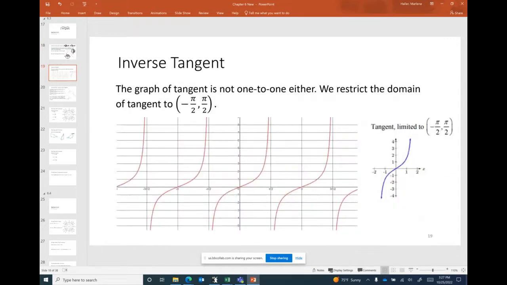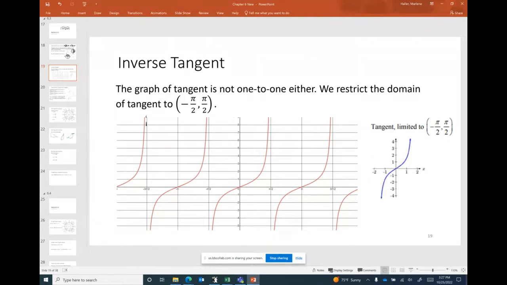All right, we haven't talked a lot about the tangent. We haven't focused on it too much, but we will use an inverse tangent function. So we should take a look at what the graph of the tangent curve looks like. That's this graph here in red. It's kind of interesting, right?